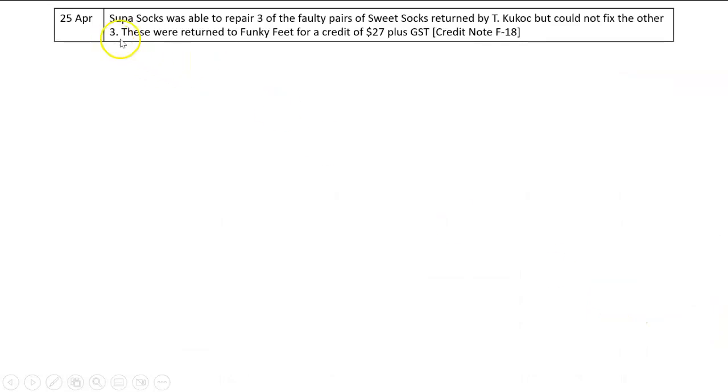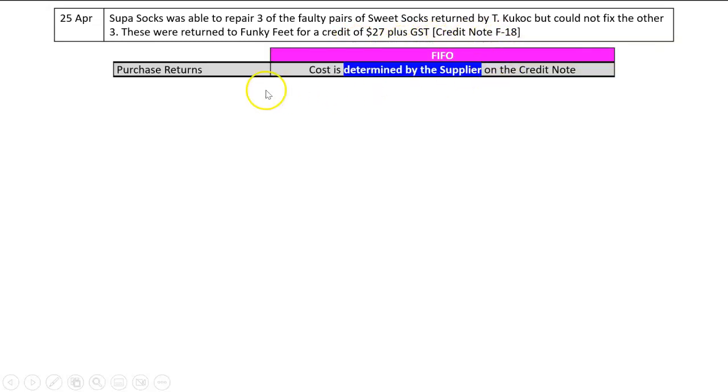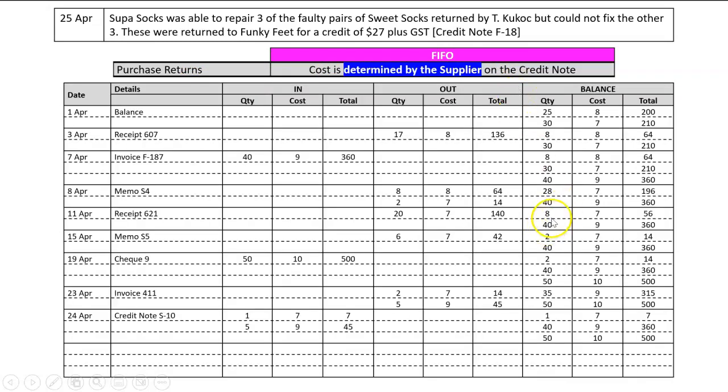On the 25th of April, Super Socks, that's us, was able to repair 3 of the faulty pairs of sweet socks that the customer returned. So they can stay in inventory, they're fine. But we could not fix the other 3. So what we did is we returned them to Funky Feet for a credit of $27 plus GST, credit note F18. So that is what we call the purchase return, and the cost there is determined by the supplier on the credit note. Here's our inventory card.